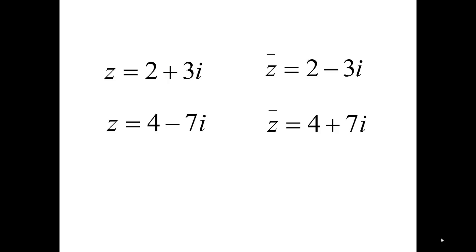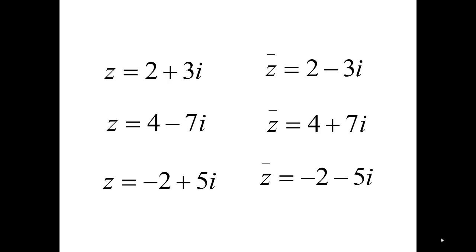Okay, let's try. Here's a complex number, 2 plus 3i. Its conjugate is 2 minus 3i. Let's try again. Here's 4 minus 7i. Its conjugate is 4 plus 7i. And one more. If z equals minus 2 plus 5i, then its conjugate is minus 2 minus 5i.